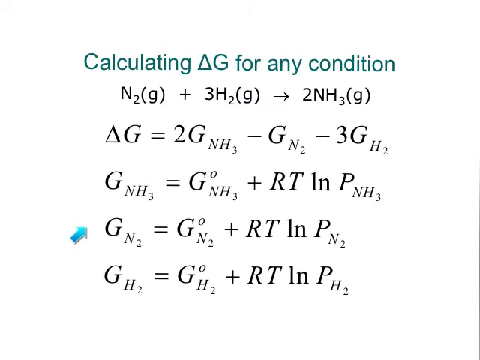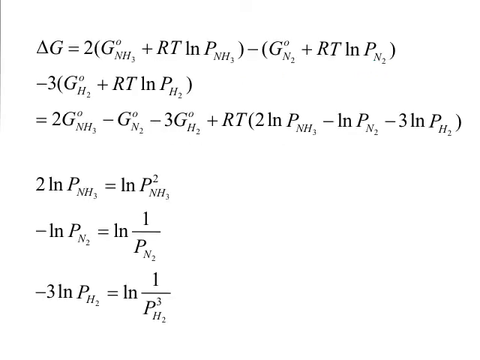I'm going to take these 3 expressions here and plug them into my products minus reactants calculation on this next slide. So then the delta G is equal to twice the G of ammonia minus the G for nitrogen minus 3 times the G for hydrogen with these specific non-standard state G substitutions plugged in.